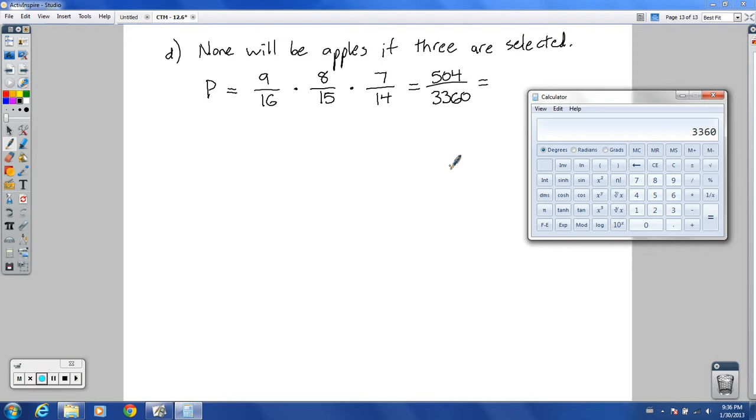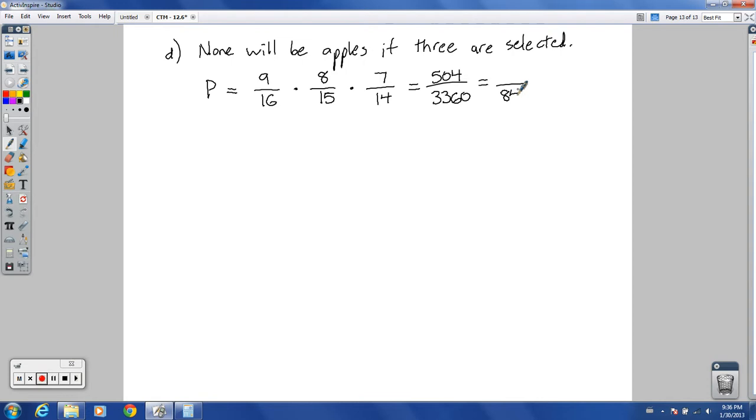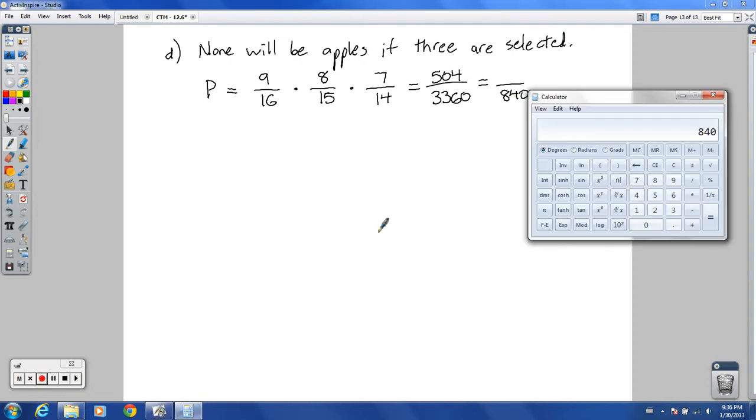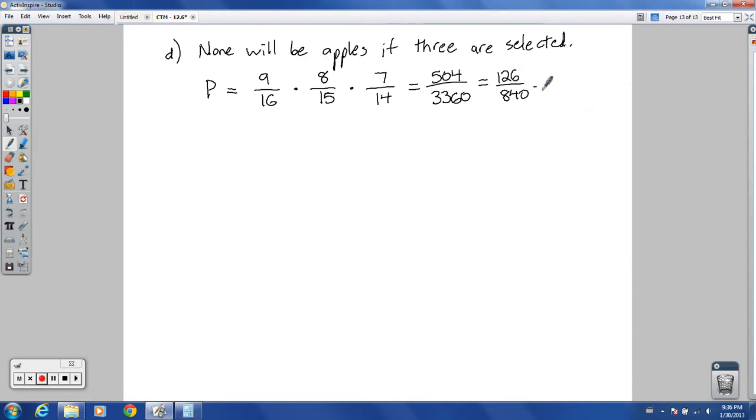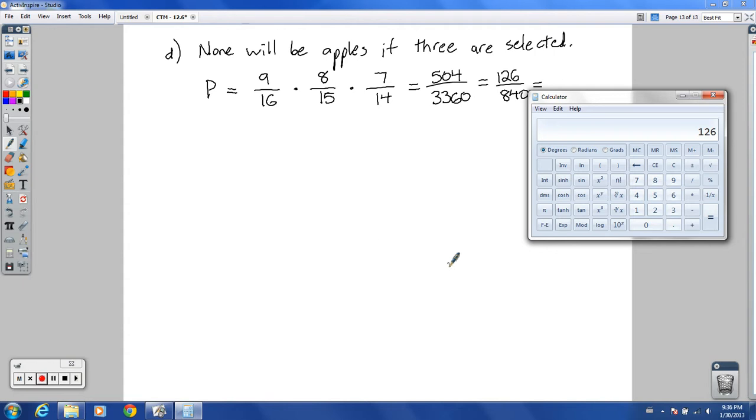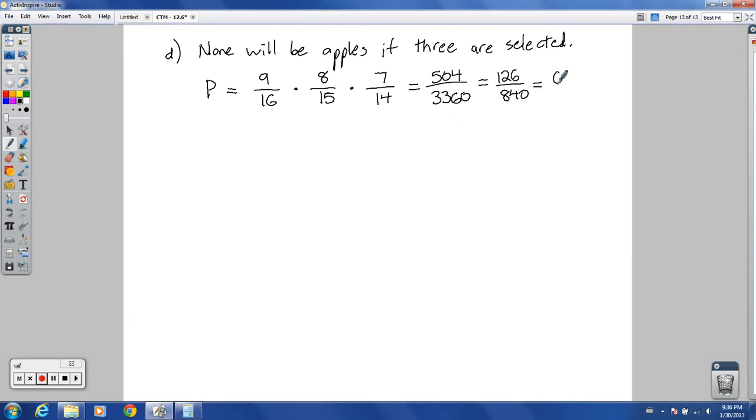Let's try this divided by 4. I know that 4 is going to go into 504 because 4 goes into 500, and then 4 is just one more 4 than that. So let's see if that works. So that's going to work. So I'm going to have 840 on the bottom, and I'm going to have 504 divided by 4, 126. I notice those are both even, so I'm going to reduce by dividing by 2, 63, and that will be 420 on the bottom.